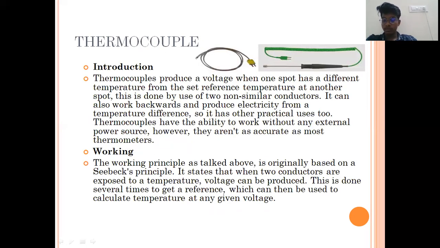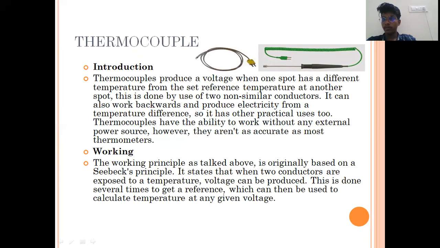Coming to the thermocouple thermometer, this is a type of thermometer which produces a voltage when one spot has a different temperature from the set reference temperature at another spot. This is done by use of two dissimilar conductors. It can also work backwards and produce electricity from a temperature difference, so it has other practical uses too. Thermocouples can work without an external power source. However, they aren't as accurate as most thermometers.